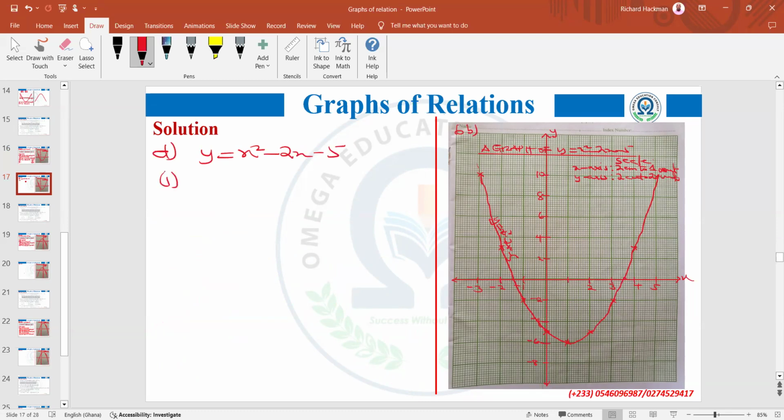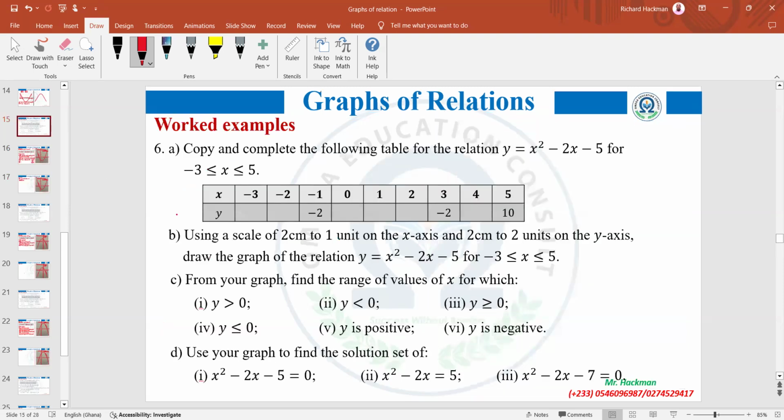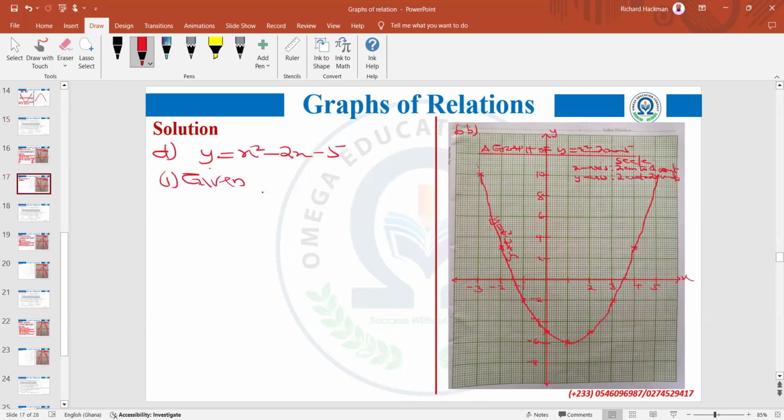Then, which equation are we given? What equation are we supposed to solve? Let's pick the equation. The equation is x squared minus 2x minus 5 is equal to 0. So quickly, let's write that one too. x squared minus 2x minus 5 is equal to 0. This is the equation that you are asked to solve using your graph.